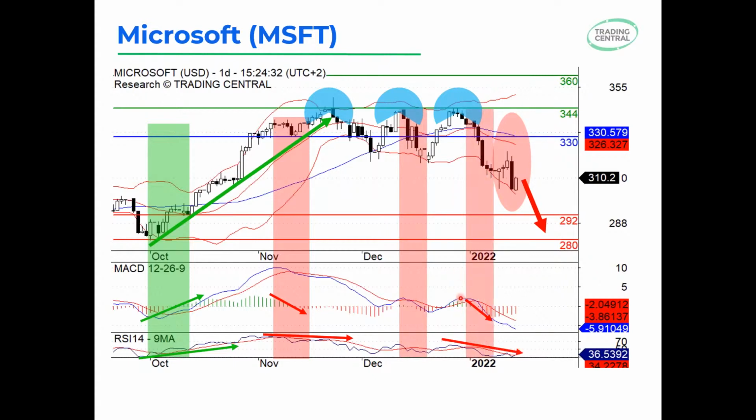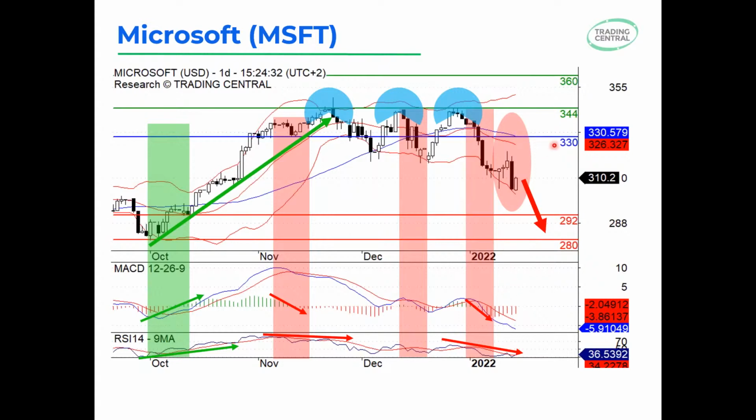Another cross here, another cross here. You know what I mean? Repeatedly, the MACD is showing a bearish sign, asking you not to be very aggressive on this stock, or even, at some time, to sell.